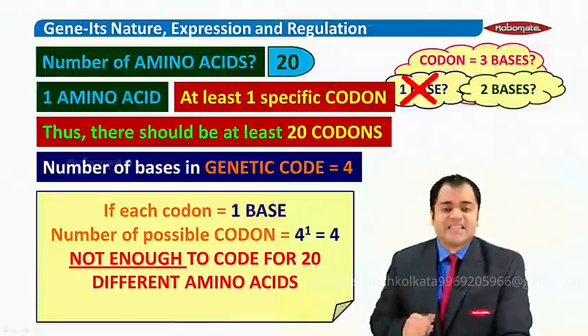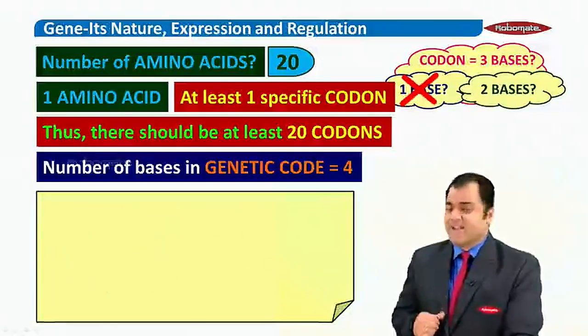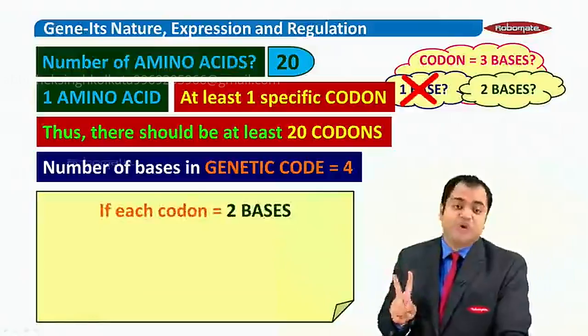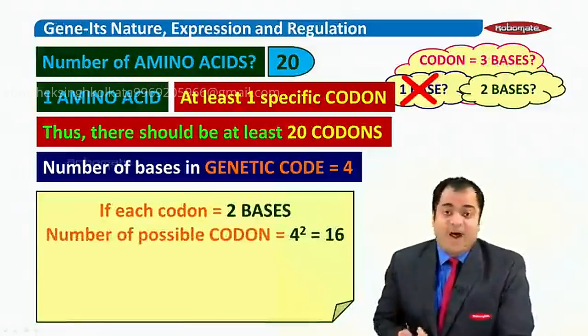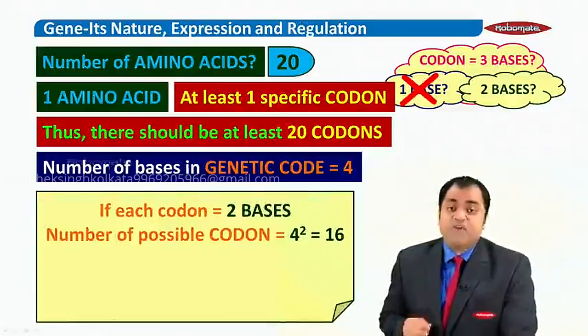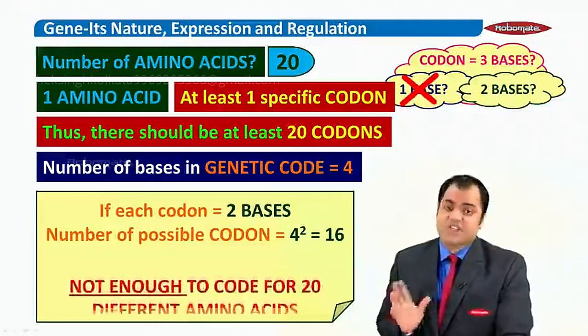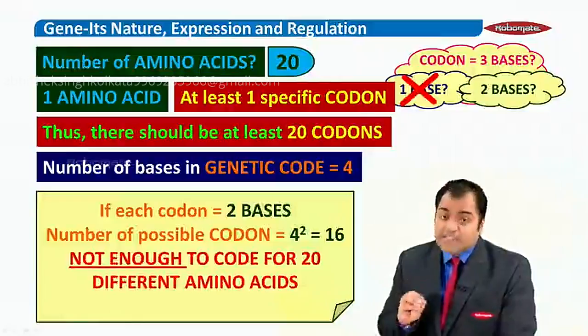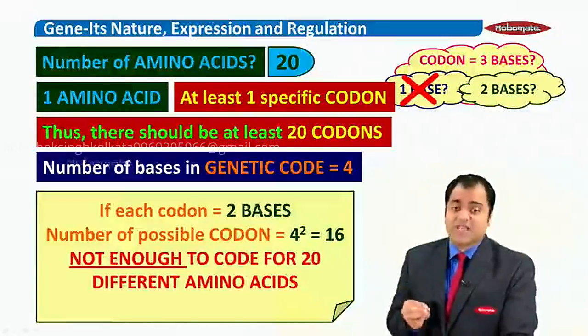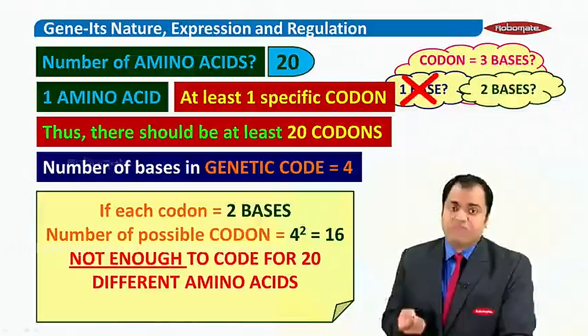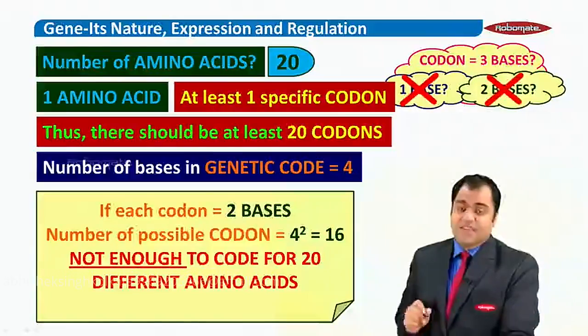Let us see the next scenario. Now the next scenario is if each codon had 2 bases. Then how many codons would be possible? 4 squared, or 16. Once again, it is not enough to code for 20 different amino acids. So a codon cannot be 2 bases either.